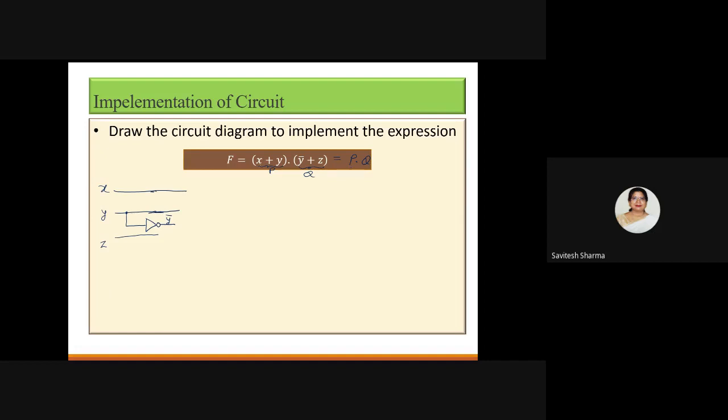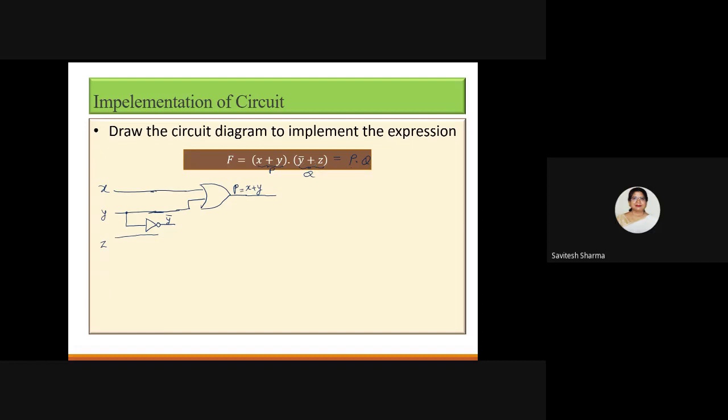What is p here? P is x plus y, and the plus operator indicates the OR gate. So you will join these x and y using the OR gate, because they are joined with the plus operator. So this is your p. What is p? It is x plus y. Got it? Got it?